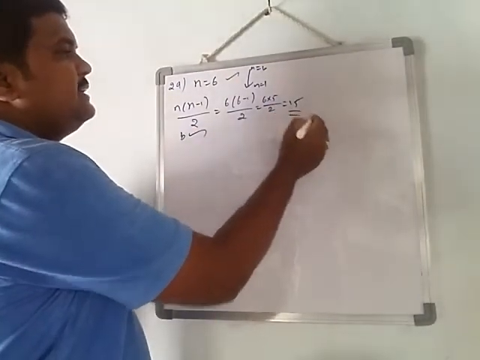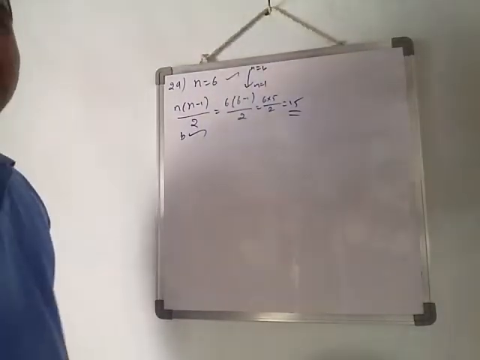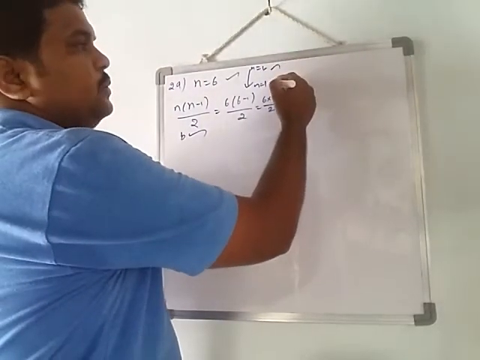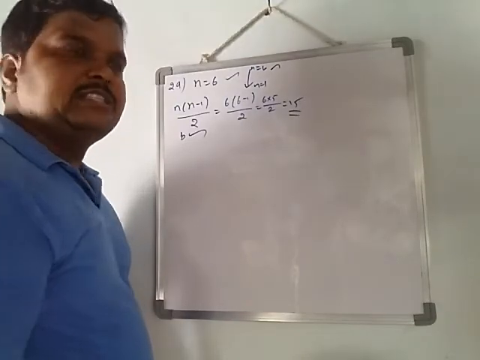So that is the number of spectral lines obtained when the electron jumps from n equal to 6 to a lower energy level, or the ground state n equal to 1.